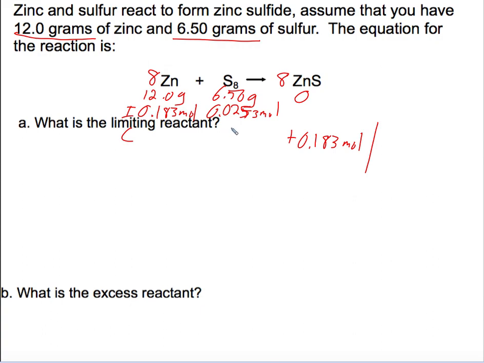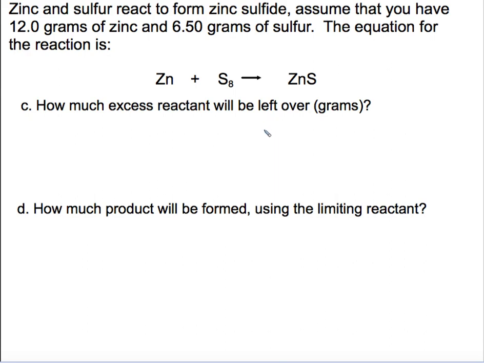If I use up all of the sulfur, 0.0253 times 8 gives me 0.203 moles of zinc sulfide. And so this is actually bigger than the 0.183. So that means that my limiting reactant, because I only made 0.183 moles with the zinc, is going to be zinc. My excess is going to be the other one, which is sulfur. Okay? So up to this point, we're good there. On the next slide, now how much excess will be left over?